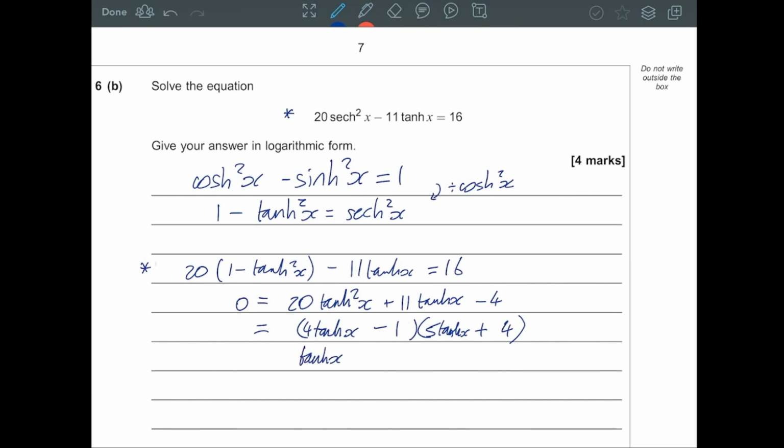So my solutions, tan equals a quarter or negative 5 over 4. Nope. Negative 4 over 5.